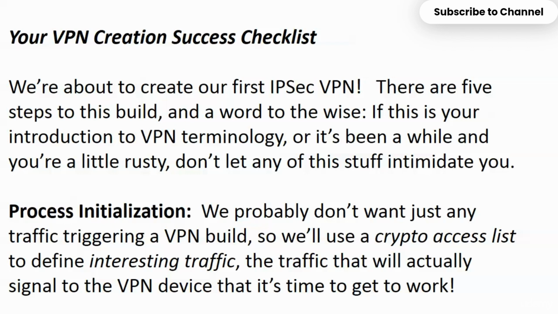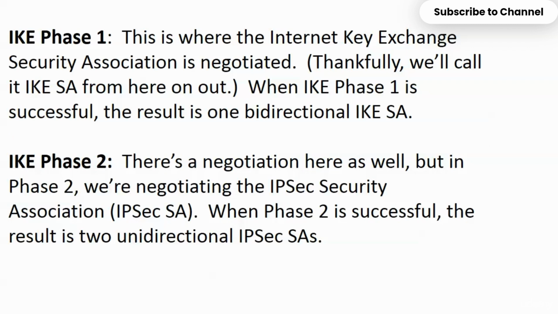That's the traffic that will actually signal to the VPN device, in this case a couple of Cisco routers, that it is indeed time to get to work. I do not choose to configure the crypto ACL first. This is the first step in the build, but I like to get my policies taken care of first. That's the order we're going to take this in. So we're coming back to the crypto ACLs.